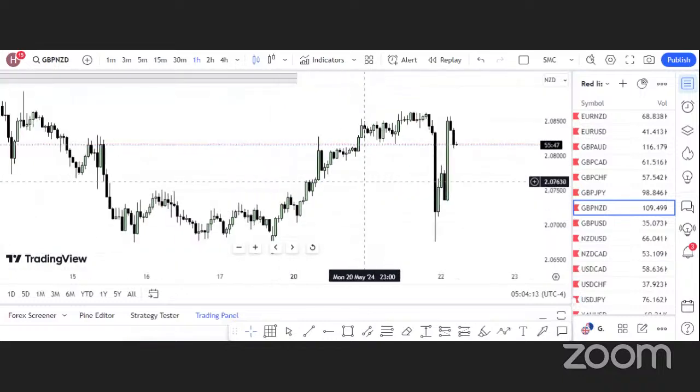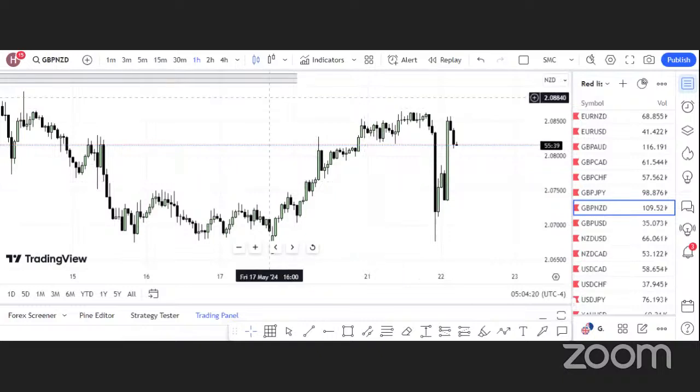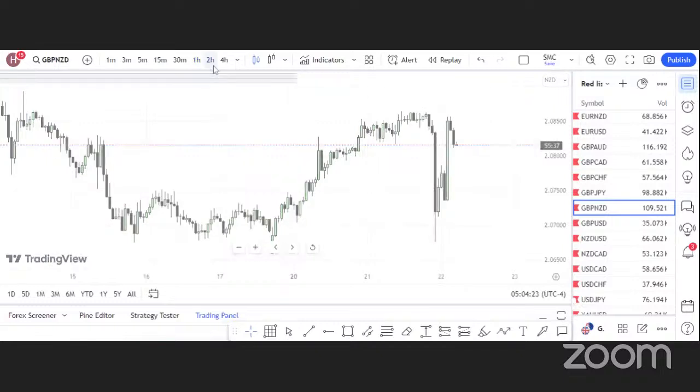So let's take a look at what's going on in the forex market. We are currently on GBP NZD, a GBP NZD 1 hour time frame.